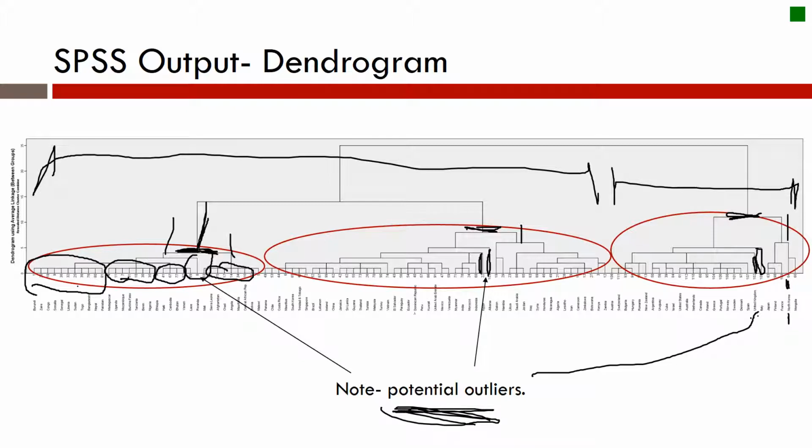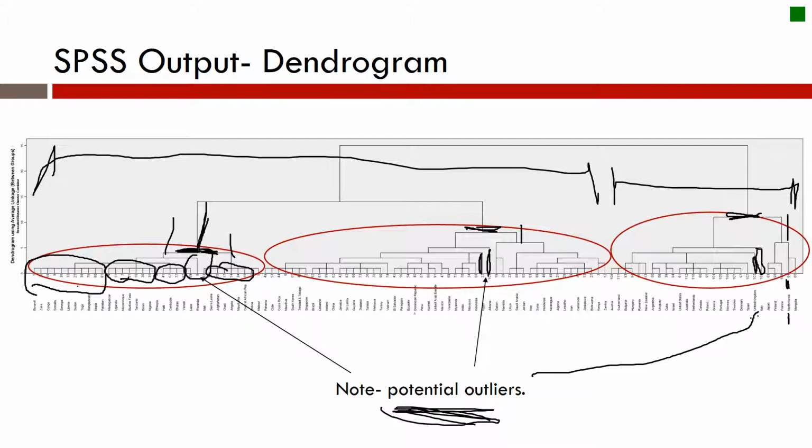And remember, outliers will skew the data. So if you take any of these out, take one out at a time and rerun the data to see how it all shakes out. Okay, so that's how we want to examine this. And now this helps us better understand how we can move forward with an analysis. So right now we have group membership. We can go back and look at group membership for a three-cluster solution.